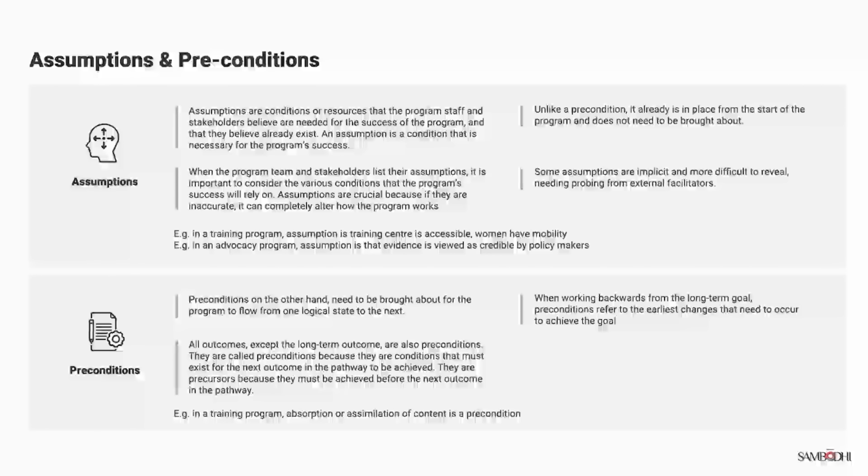When working backwards from the long-term goal, preconditions refer to the earliest changes that need to occur to achieve the goal. All outcomes except the long-term outcomes are also preconditions. They are called that because they are conditions that must exist for the next outcome in the pathway to be achieved. For example, in a training program, the long-term outcome may be to improve the students' overall skills and knowledge.